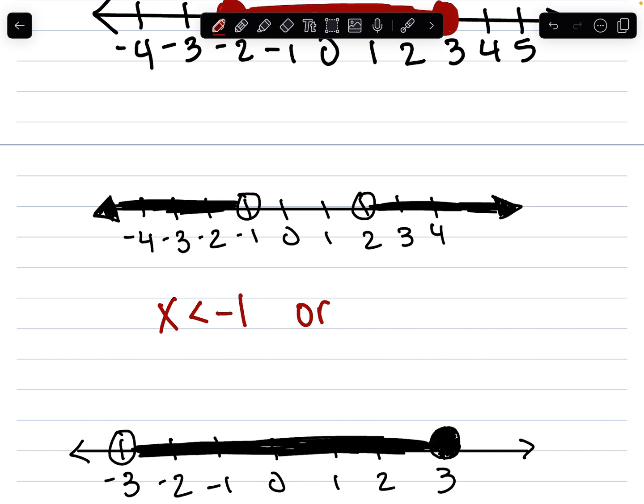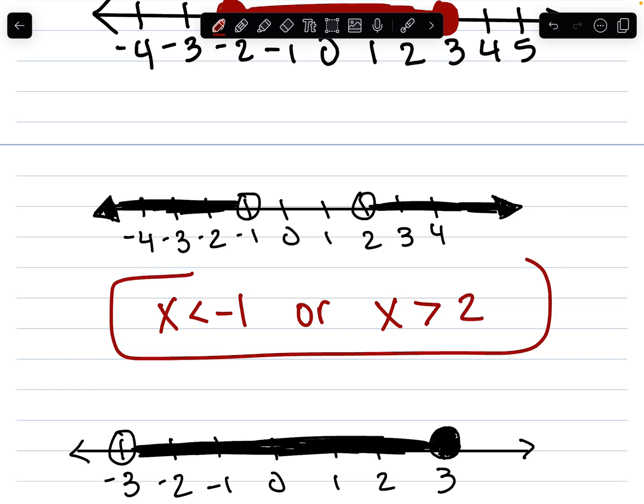On the ones where you're writing your own, they will always look like this, okay? When it gives you a graph, you're going to know. And then somebody else tell me what would be the last inequality here. X is greater than 2. Perfect. X is less than -1, or X is greater than 2. Not too bad?